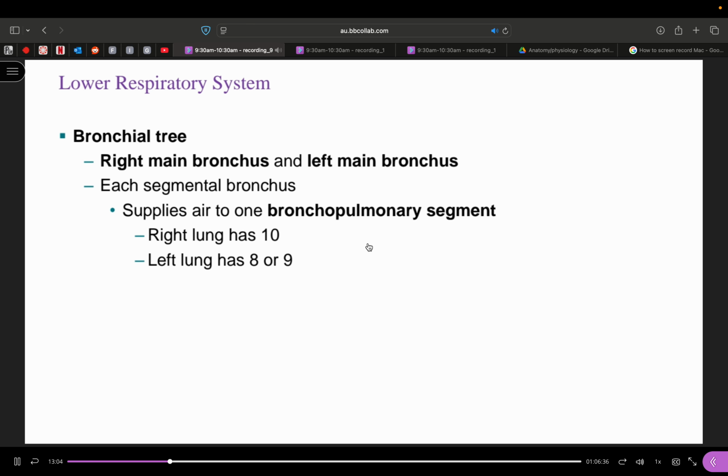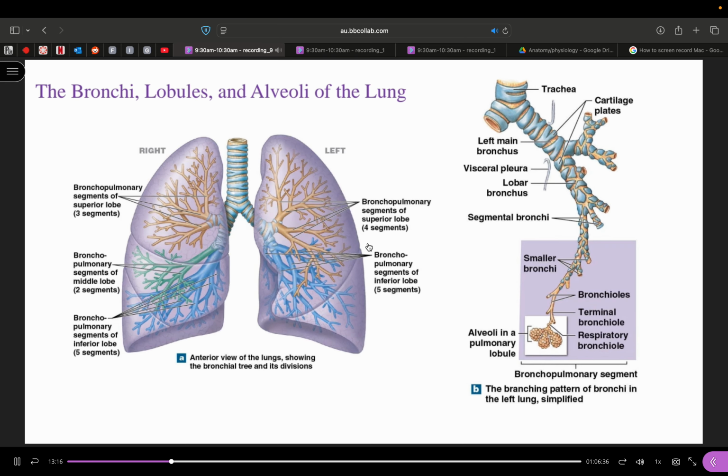What else? You need to know how many bronchopulmonary segments are in each lung. Your right lung has 10, left lung has 8 or 9, depending on the person. Now, what you have over here is, again, you should be able to identify almost everything on here. Not very hard things to remember, and you probably know a lot of this from your Year 12 studies. Those of you who did not do Year 12 biology, this isn't too challenging to learn. A little bit of terminology, but it's very, very logical.